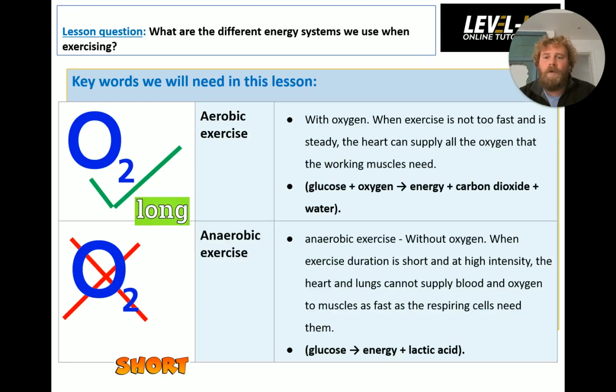So a quick reminder of what we looked at in today's lesson. So we looked at aerobic exercise, which is using oxygen when exercise is not too fast and steady. The heart can supply all the oxygen that the working muscles need. And we looked at the anaerobic exercise system. So without oxygen, when exercise duration is short and at high intensity, the heart and lungs cannot supply blood and oxygen to muscles as fast as the respiring cells need them.